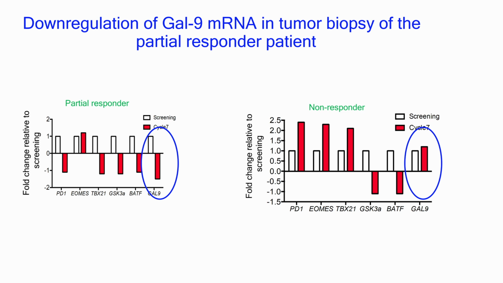Another thing, there are different genes, but this is the same patient. We did biopsies and looked at the total galectin-9 gene expression. In this patient that was a partial responder, compared with the screening time, there is downregulation of galectin-9. But in this one, there is no change in terms of galectin-9.